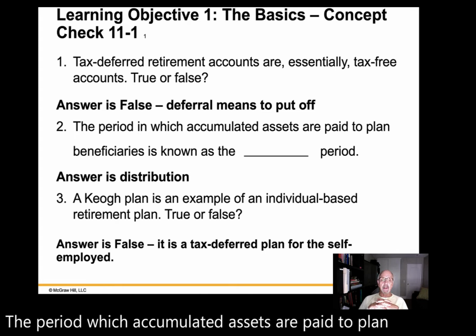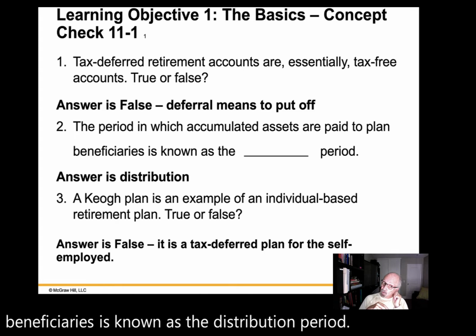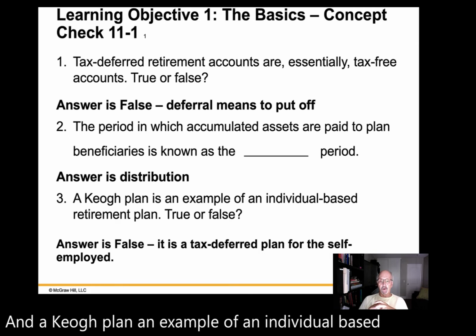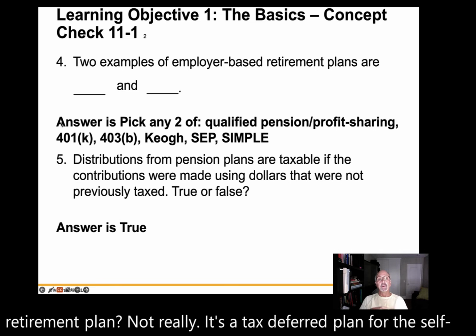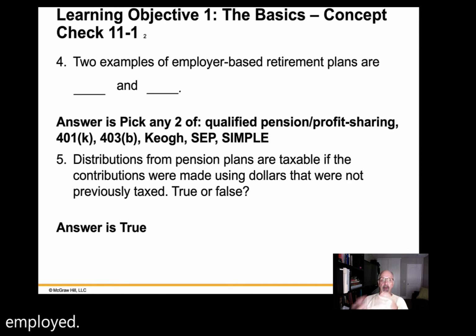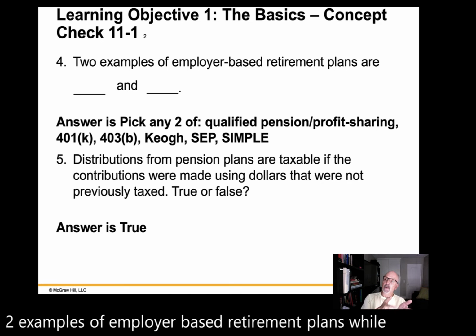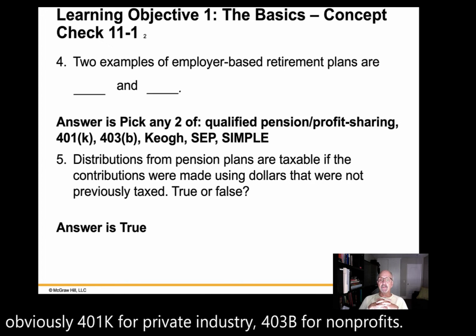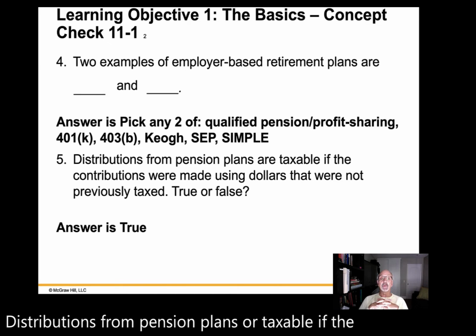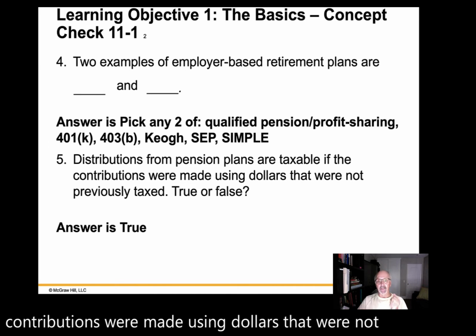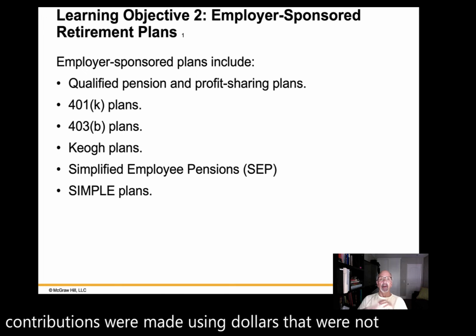And a KEO plan, an example of an individual-based retirement plan? Not really. It's a tax-deferred plan for the self-employed. Two examples of employer-based retirement plans, well, obviously 401k for private industry, 403b for nonprofits. Distributions from pension plans are taxable if the contributions were made using dollars that were not previously taxed. Yes, that's the idea.